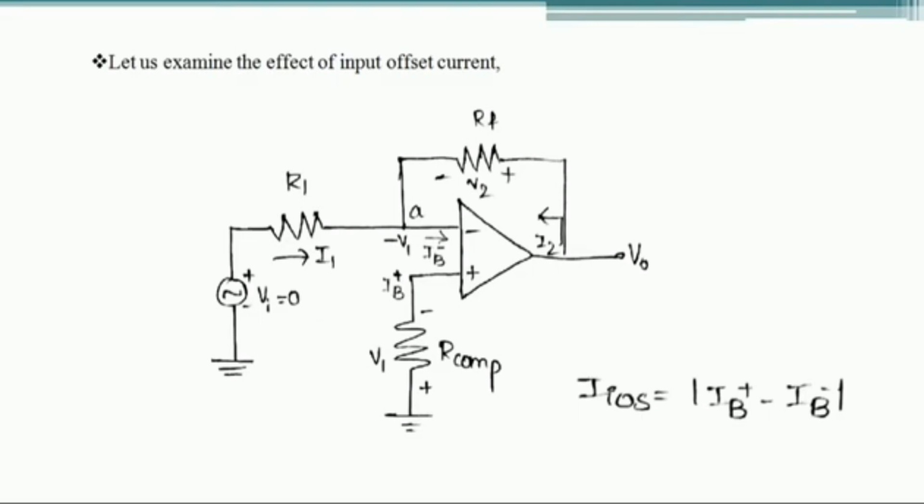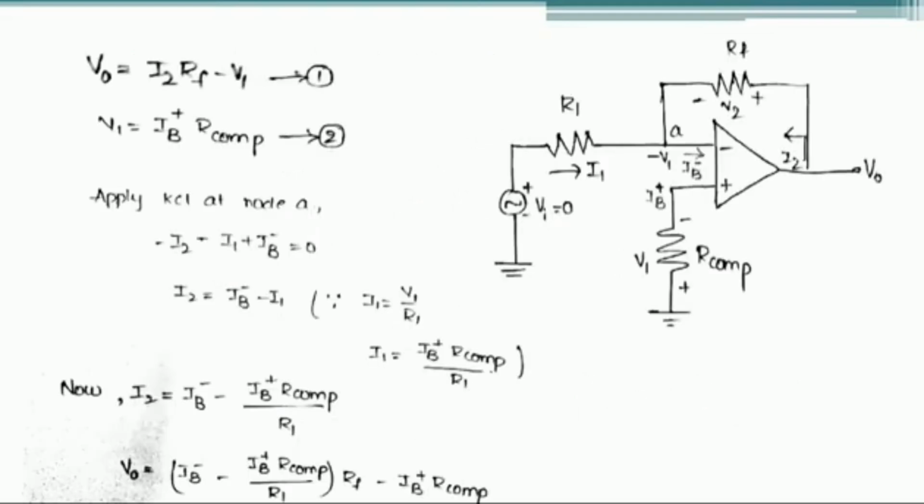We are performing exactly the same analysis that we did for input bias current. The same analysis is repeated. So here we are finding the output voltage V0. We can write the expression by simply applying KVL: V0 equals I2 into RF minus V1. So in this equation, what are the unknown parameters? One unknown value is I2 and the other unknown value is V1.